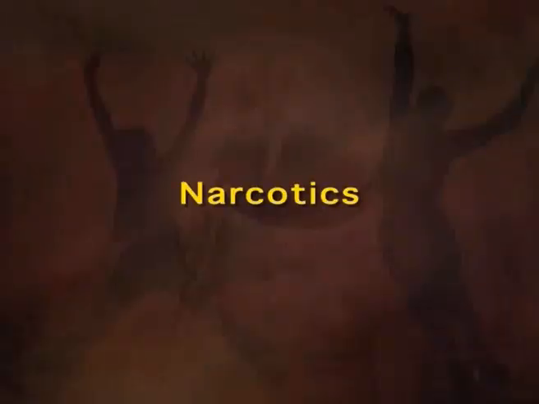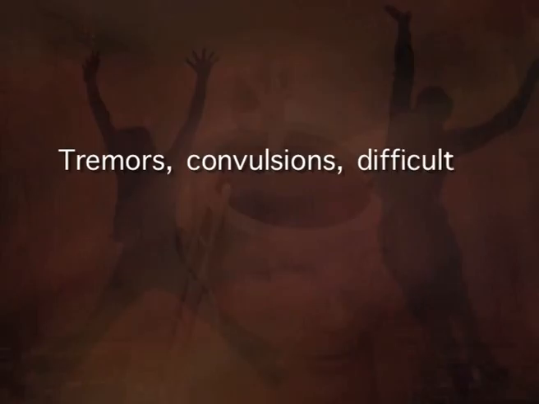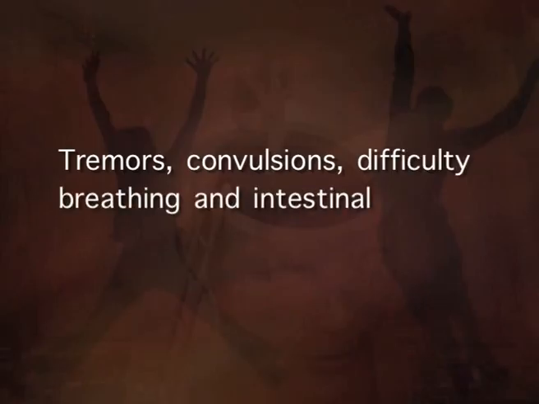First up, we have narcotics. Mothers who are addicted to heroin, morphine or methadone, which are narcotic drugs, give birth to addicted babies who show symptoms of withdrawal, and these include tremors, convulsions, difficulty breathing and intestinal disturbances.